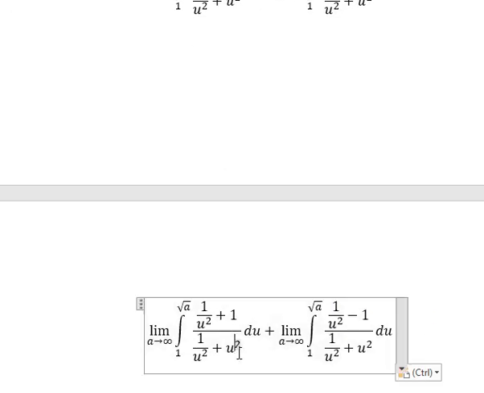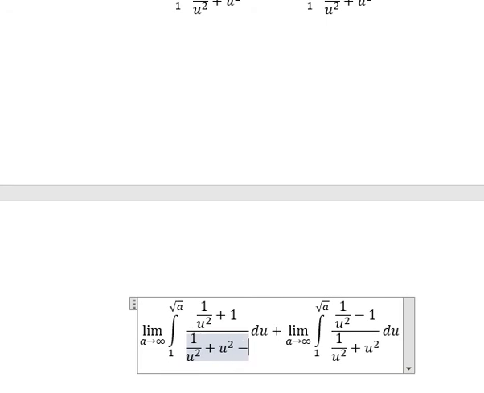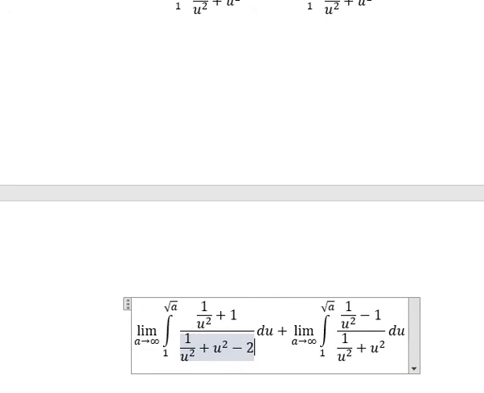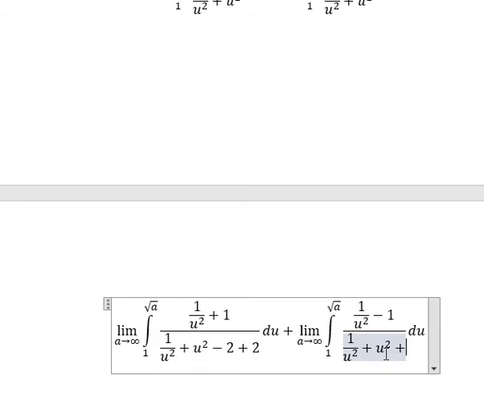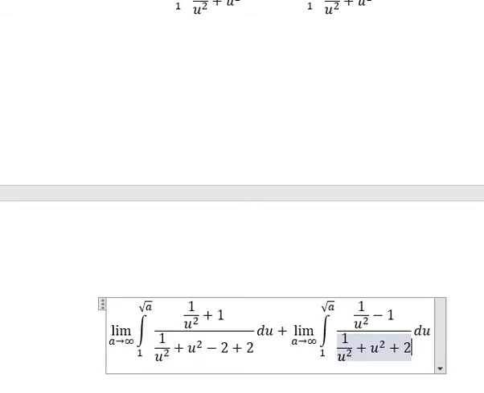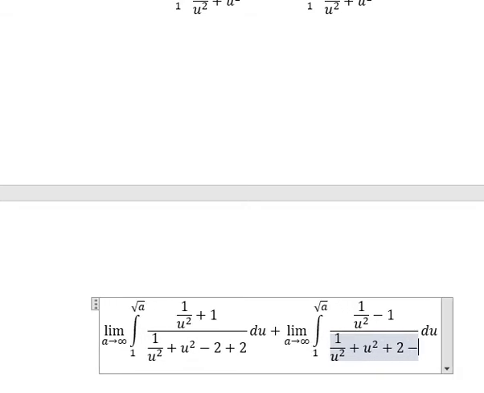So I will put negative number 2. So we need to add back positive number 2. Similar for the second one. This one I will put positive number 2. Later we need to add back negative number 2.